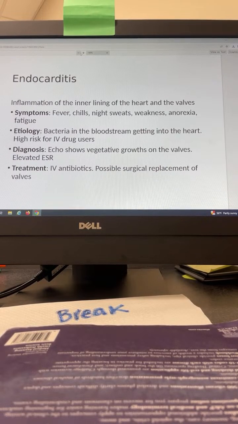All right, what causes this? Same thing as the others. They're all three the same: some other infection from somewhere else getting to the bloodstream and getting to the heart. This again is high risk for IV drug users as well.